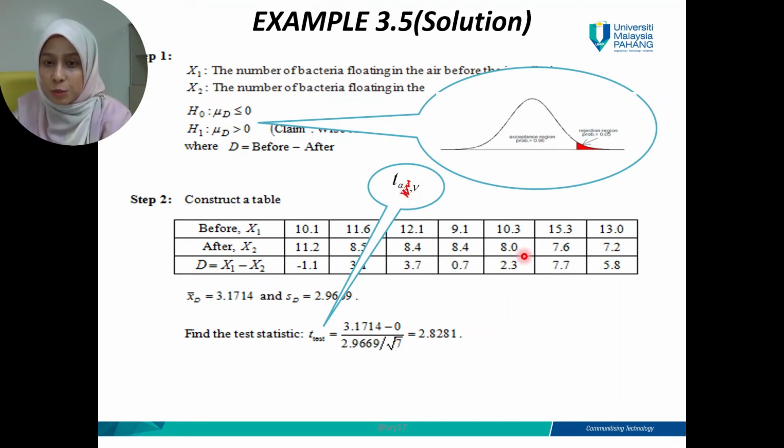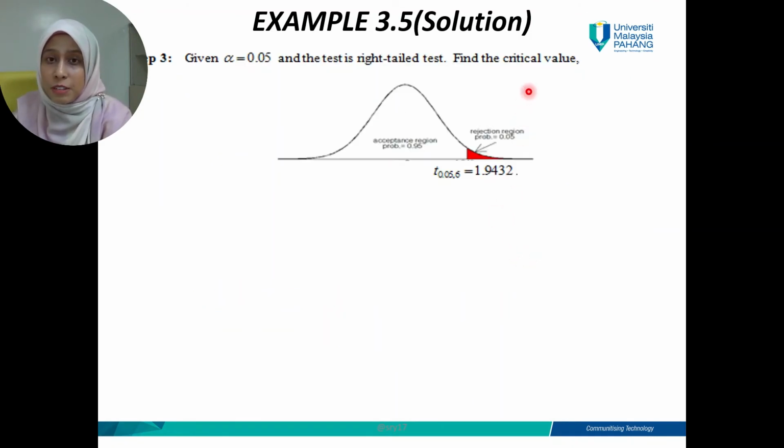So let's find the critical value, where alpha given is 0.05. That's the significance level given to you. So we look it up, and it is 1.9432. So this is the critical value, t alpha nu. Nu here is n minus 1, so 7 minus 1 is 6. So this is your critical value on the right hand side, the value that separates the acceptance and the rejection region.